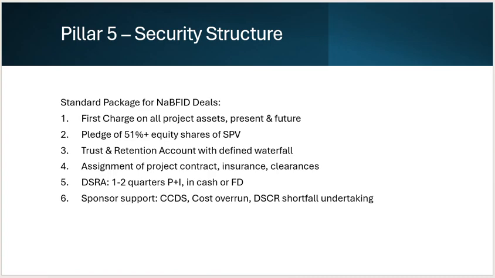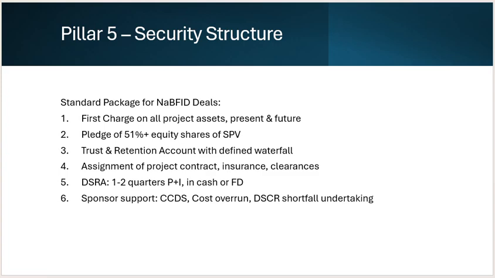So the first one is the first charge on all project assets, present and future. The lender, the NABFID or the development financial institution, will have the first charge on all the assets of that project if the sponsor is not able to pay the repayment and the principal, and the pledge of 51% of equity shares of the special purpose vehicle. And the trust and retention account will define the waterfall mechanism. We will discuss on the next slide how the waterfall mechanism will happen in the trust and retention account.